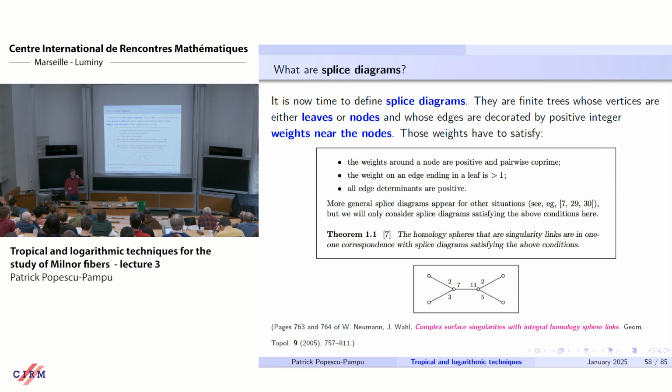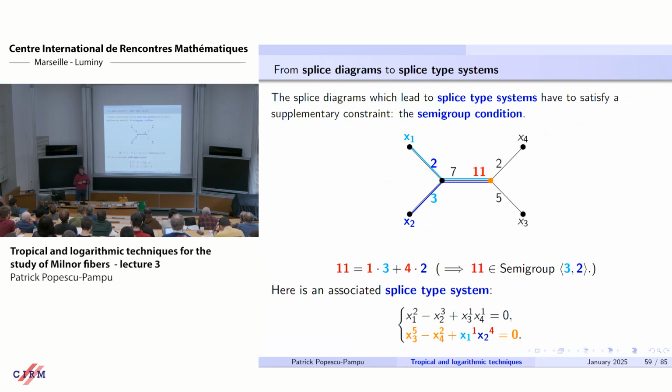And for this, they had to impose a supplementary condition, which they called the semigroup condition. So here, on the same example, which comes from their paper, I show what this means. You see, the numbers are the same. From this diagram we have to write a system of equations, one equation for each node. Please concentrate on the node here on the right, the orange one. To this orange node corresponds this orange equation here.